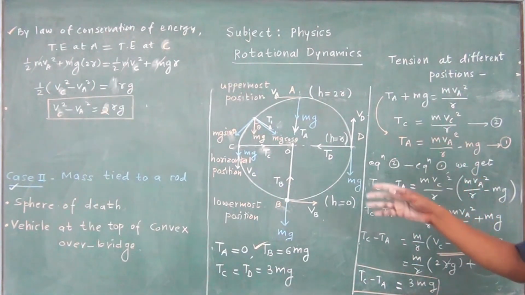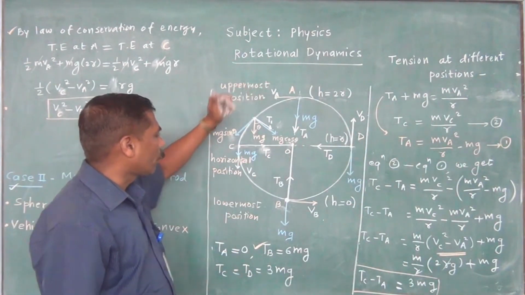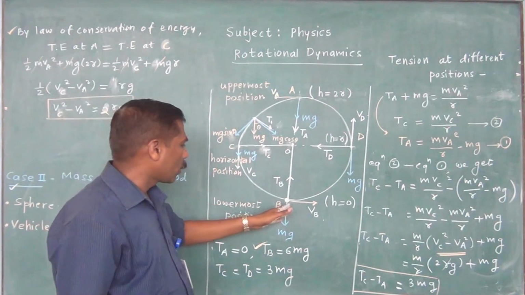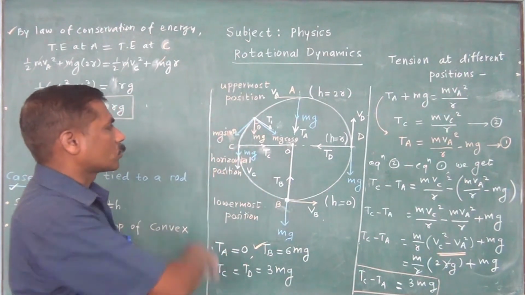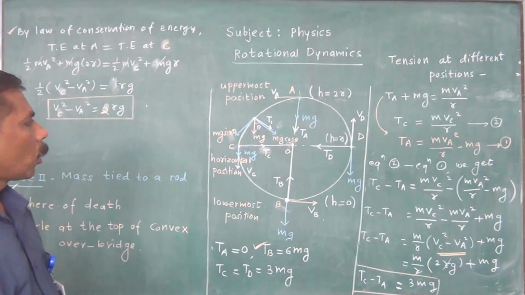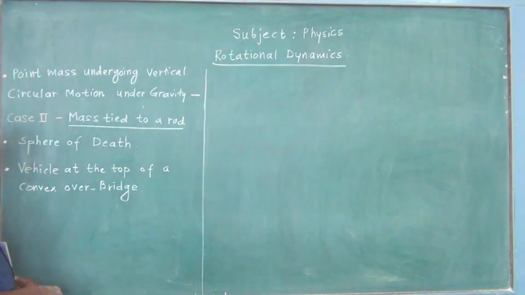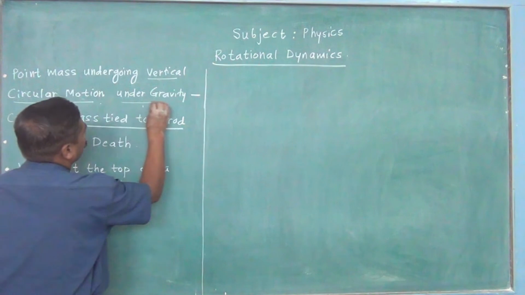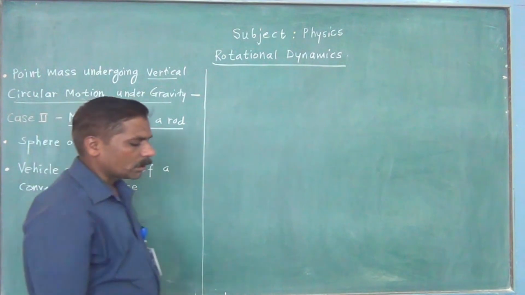The velocities at different positions are different, because we know velocity at A is under root of Rg, velocity at horizontal position is under root of 3 Rg, and at lowermost position under root of 5 Rg. The magnitude of the velocity also goes on changing in this motion, so it is called non-uniform circular motion. In this lecture we are going to explain again the vertical circular motion under gravity in case of the mass tied to a rod.